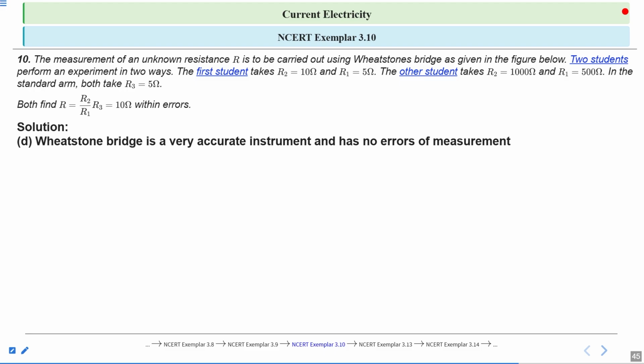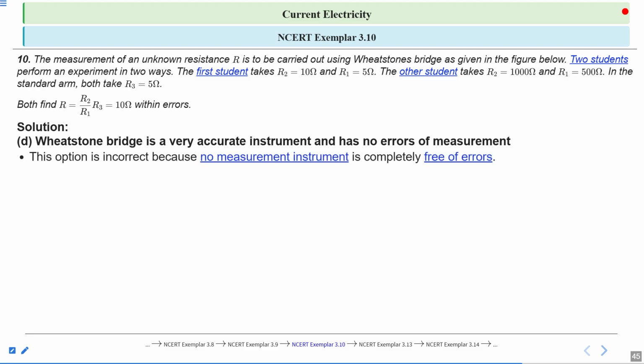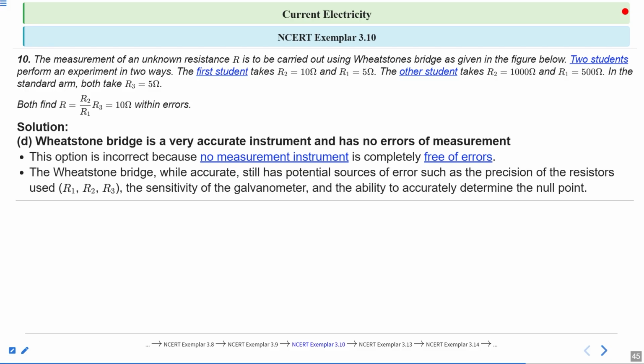Wheatstone bridge is a very accurate instrument and has no error of measurement. This option is also incorrect, because no measurement instrument is completely free of errors. The Wheatstone bridge, while it is accurate, still has potential sources of error such as the precision of the resistors used R1, R2, R3, the sensitivity of the galvanometer, and the ability to accurately determine the null point. So Wheatstone bridge can also have some amount of errors.